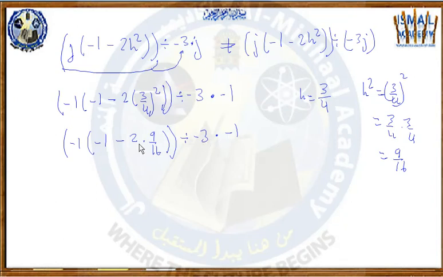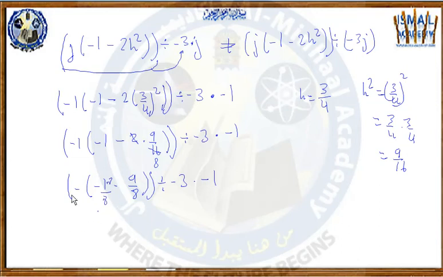Now, what do I have here? Can I simplify 2 with 16? Yes. So this will become 8. So we'll have minus 1 minus 9/8, yes? Divided by minus 3 times minus 1. Then I make a common denominator. What's the common denominator here? It's 8. So I multiply both sides by 8 here.